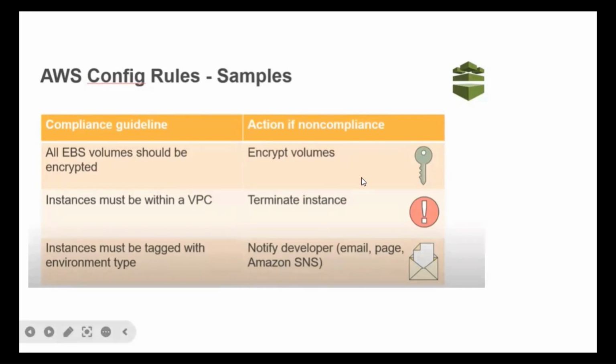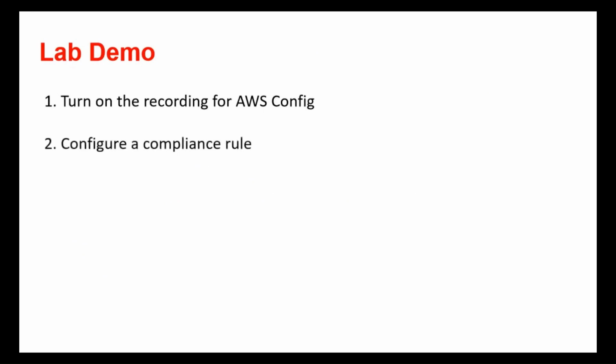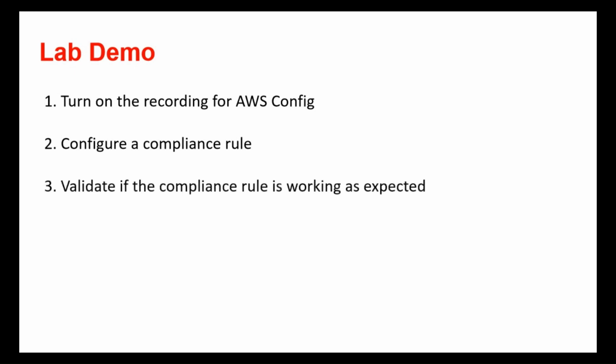Okay, so now let us go ahead and do some lab demo on the config service. So what are all the steps? First, we will turn on the recording for AWS Config. Next, we will configure one simple compliance rule and see how that works. Then we will validate if the compliance rule is working as expected.